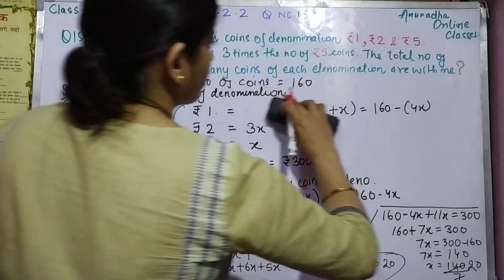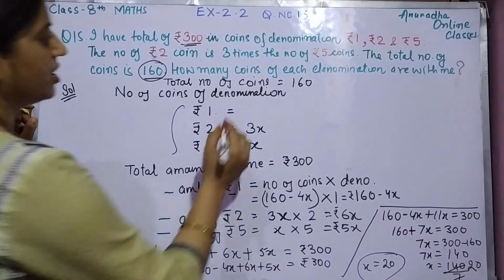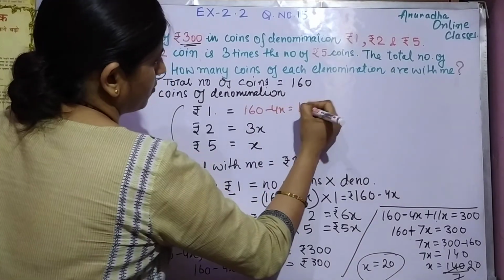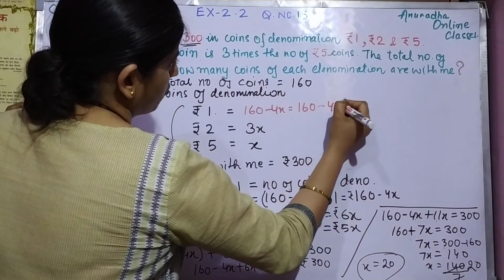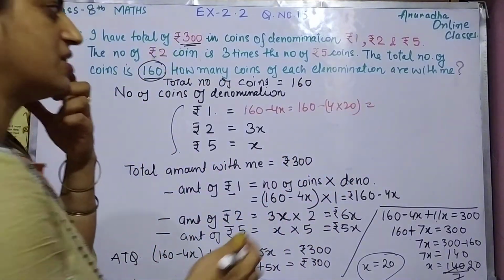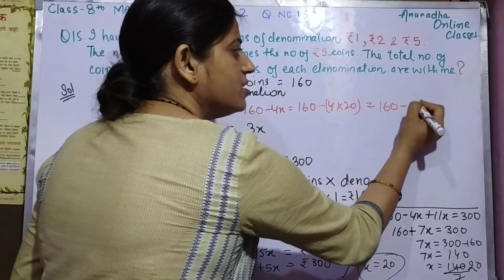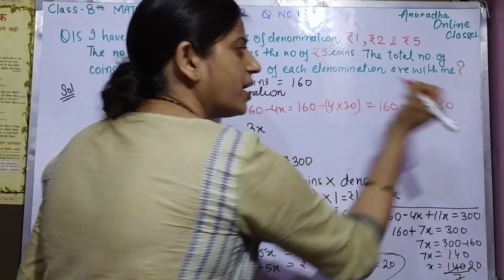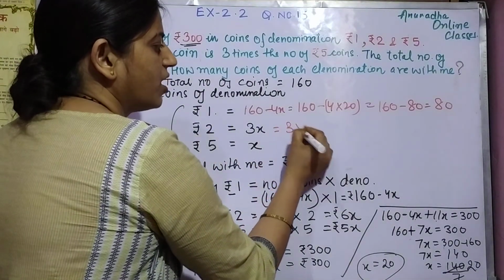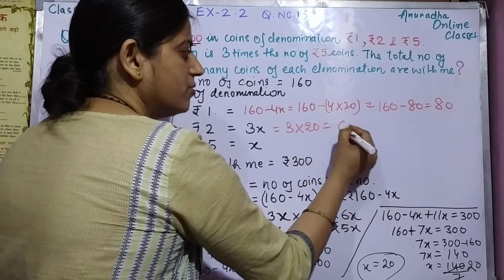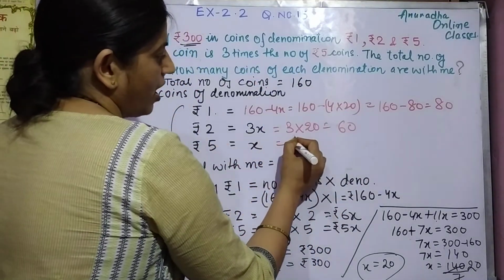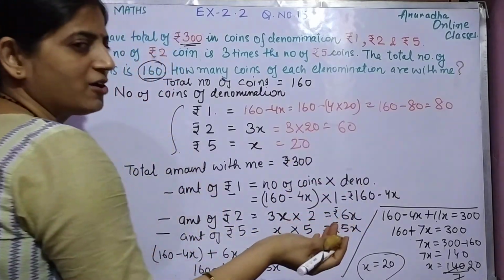Let us write in this way. 160. This was 160 na, minus 4x. So this is equal to 160 minus 4 into 20. Right? What you'll get? 160 minus 80. 160 minus 80, that is equal to what? 80. Right? Now 3x है. 3x है तो 3 into क्या करेंगे? 20. That is equal to what? 60. And X. X तो हमें मिल ही गया, 20.